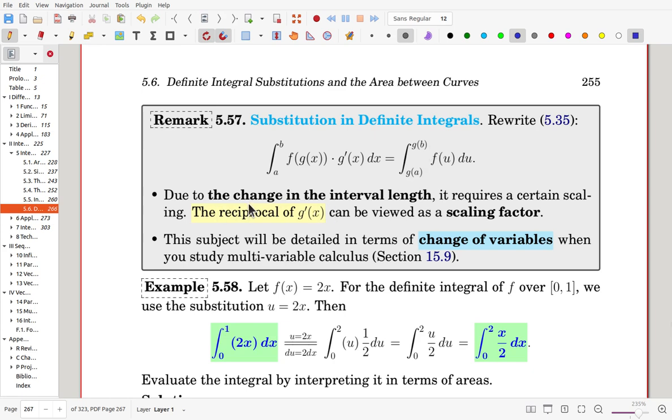Due to the change in the interval length, it requires a certain scaling. The reciprocal of g prime can be viewed as a scaling factor. In this new integral, it disappeared, so basically 1 over g prime is multiplied in a sense. So it is a sort of scaling factor. This subject will be treated in terms of change of variable when you study multivariable calculus in chapter 15. Here, let's see one example related to this remark.